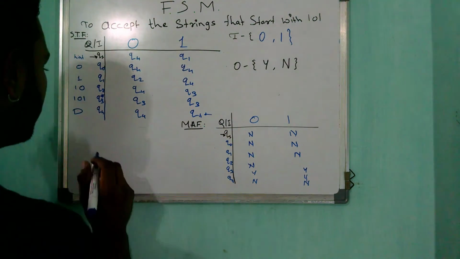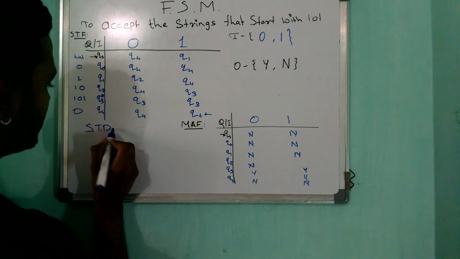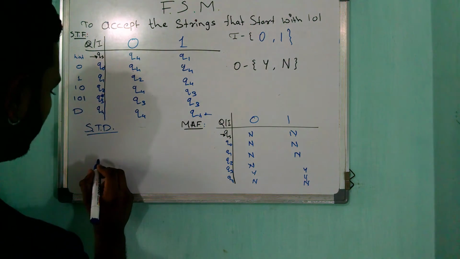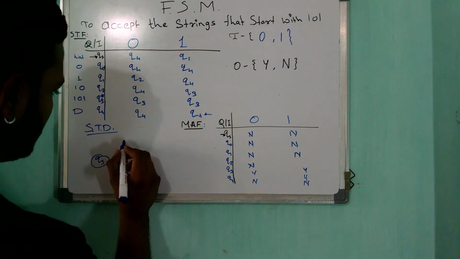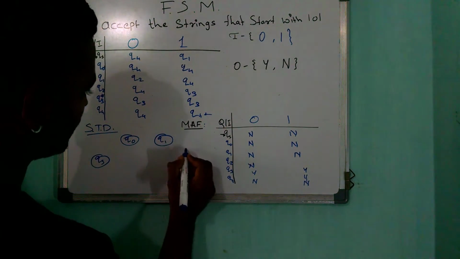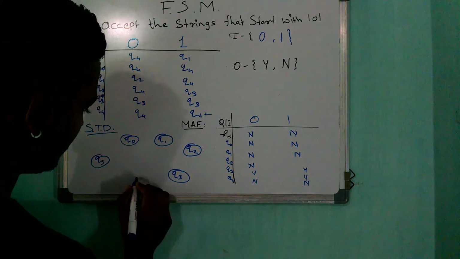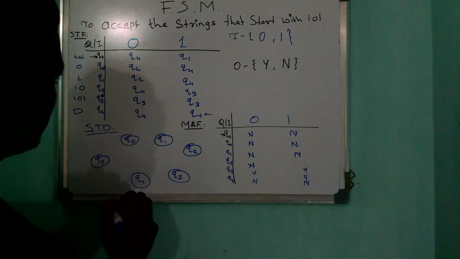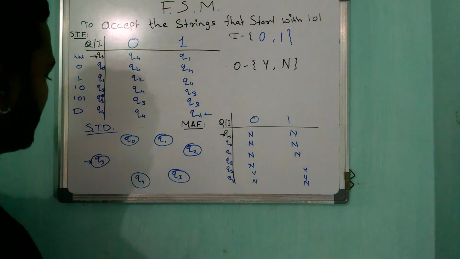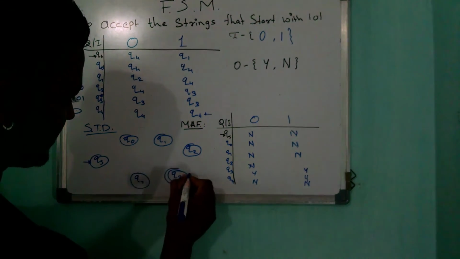Now we'll write the state transition diagram. Just like before, we will draw the states from QS to Q4. So first QS, then Q0, Q1, Q2, Q3 and Q4. Then there are two inputs, 0 or 1. QS being the start state, we have to give it that arrow, and Q3 being the final state, we have to double circle it.